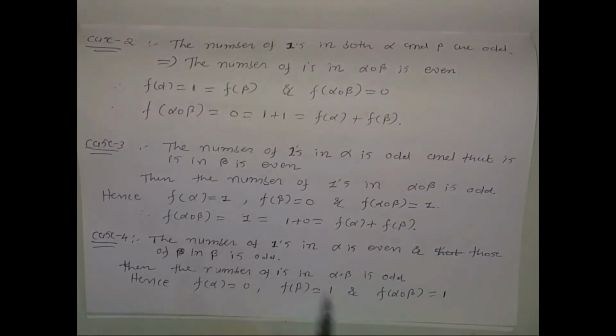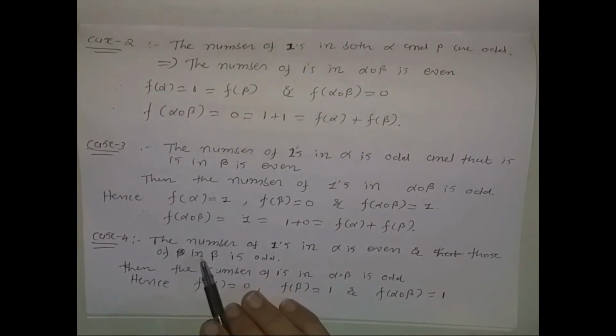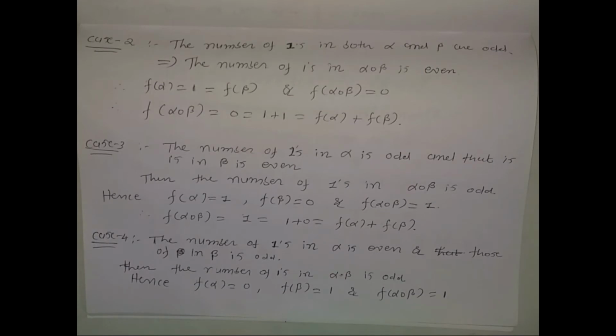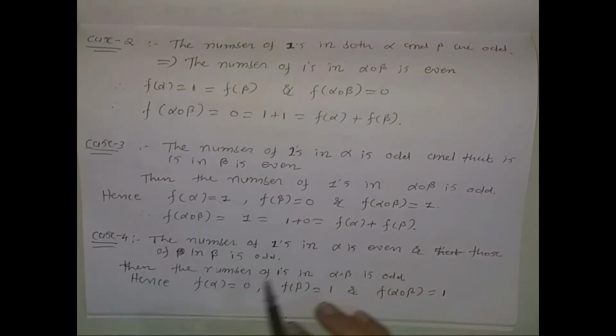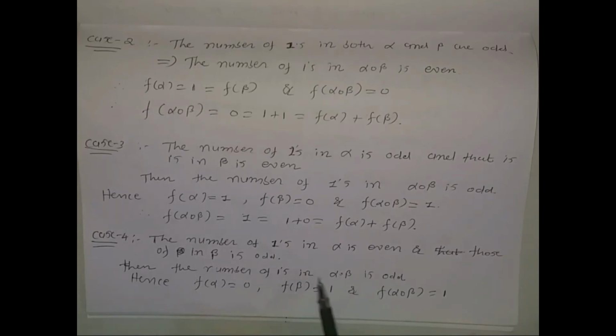The number of 1s in alpha is even and in beta is odd. So the number of 1s in alpha is even, so f of alpha is equal to 0, and in beta it is odd, so f of beta is equal to 1. Then the number of 1s in alpha catenation beta is odd, as I have explained above. So f of alpha catenation beta is equal to 1.